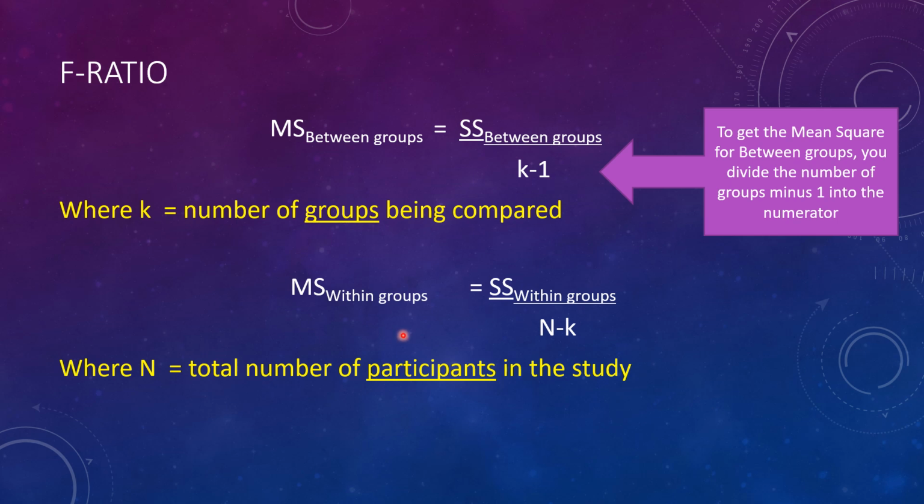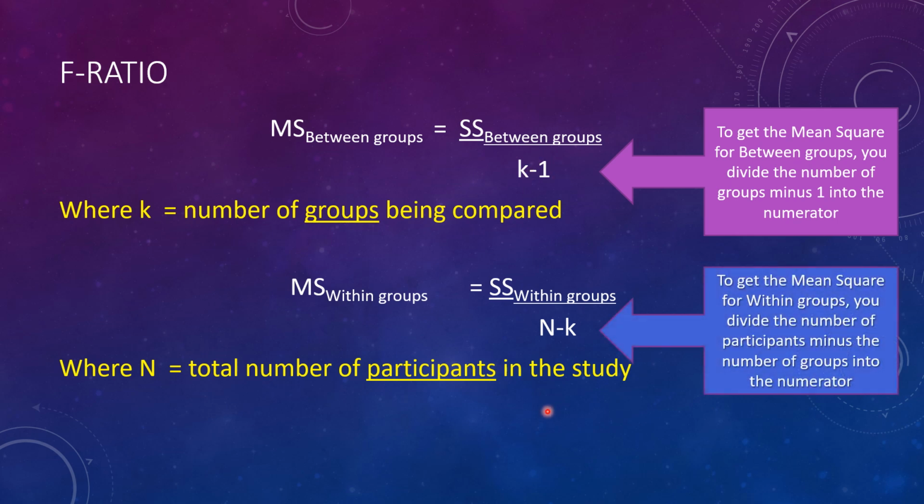Now the mean square within groups is a little bit different. Again, we have the sum of squares within groups on the top. On the bottom, we have n minus k, where n is the total number of participants in the study, and k is the number of groups. So to get the mean square within groups, you divide n minus k into the numerator. Now, you're not going to have to do any of this, but the math is really simple, so you could set up a program like this in Microsoft Excel. It's actually not that hard. And this is exactly what SPSS is doing.